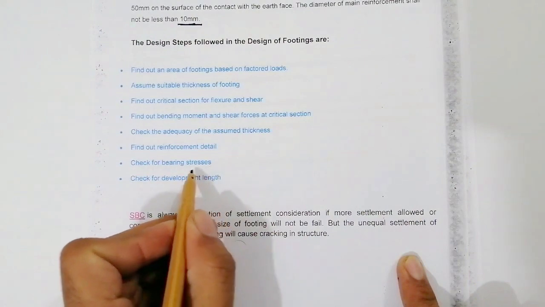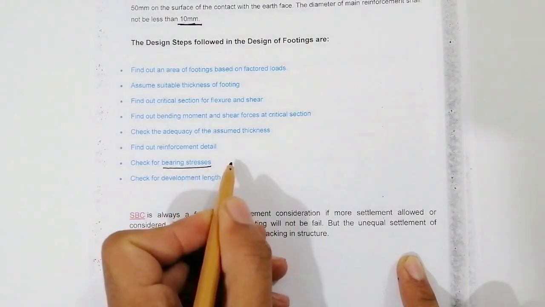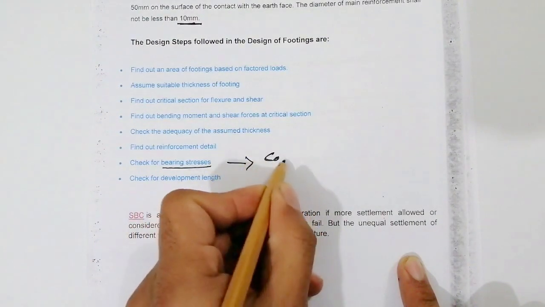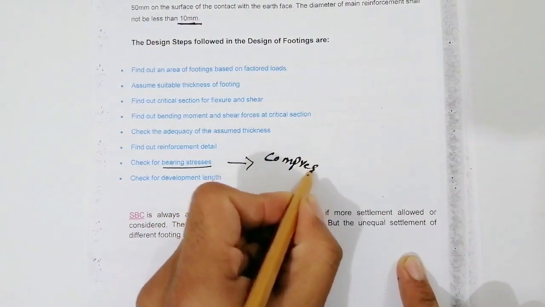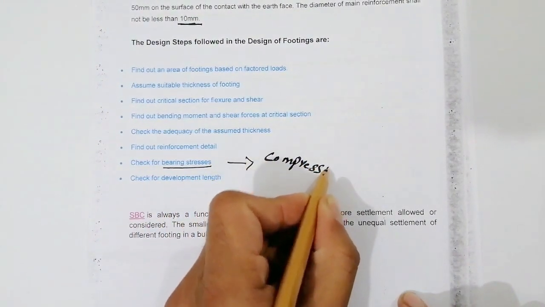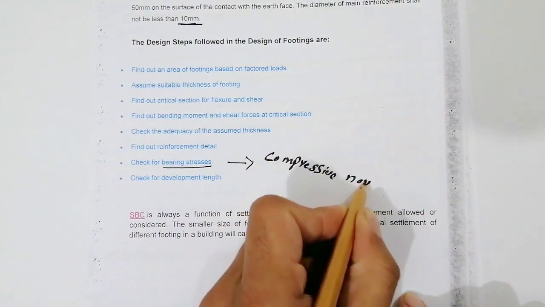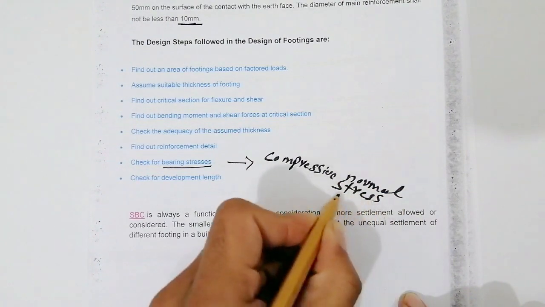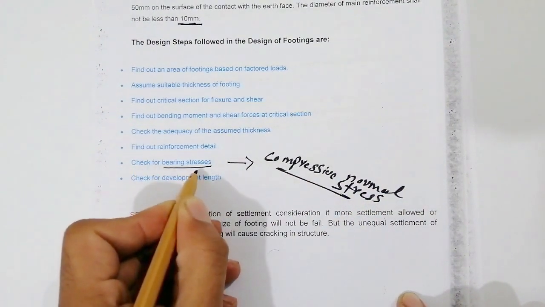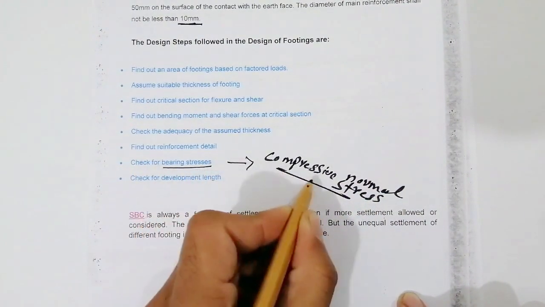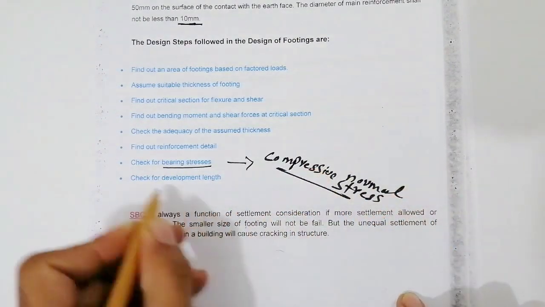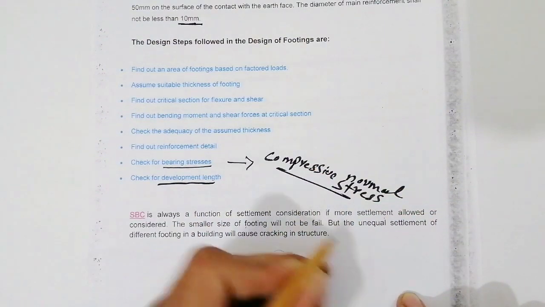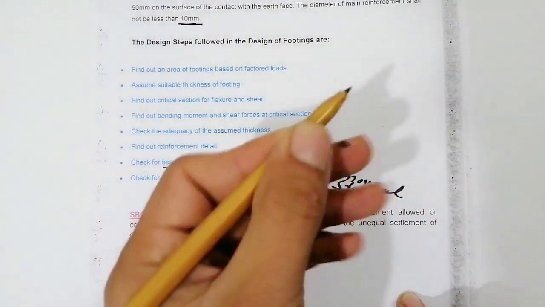Check the bearing stress. As you know guys, bearing stress means compressive normal stress. So check the bearing stresses; bearing stress means compressive normal stress, it is also called. And check the development length. I've already discussed, it all depends on the factored loads.